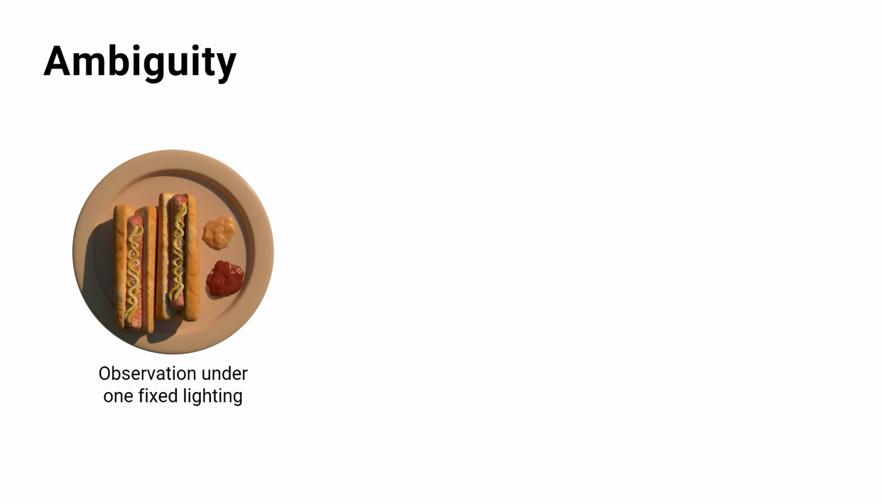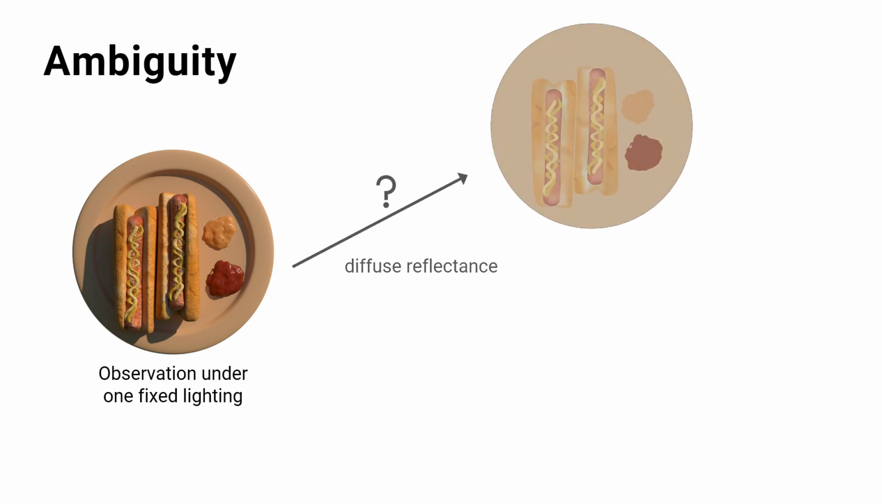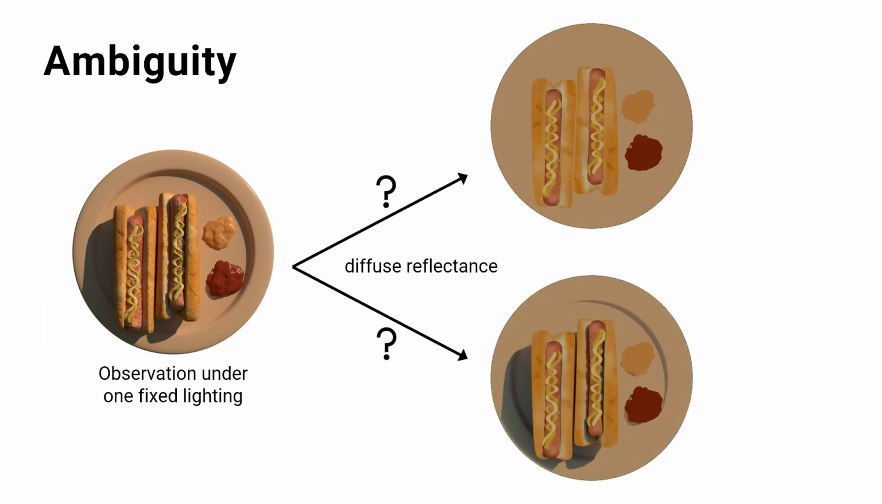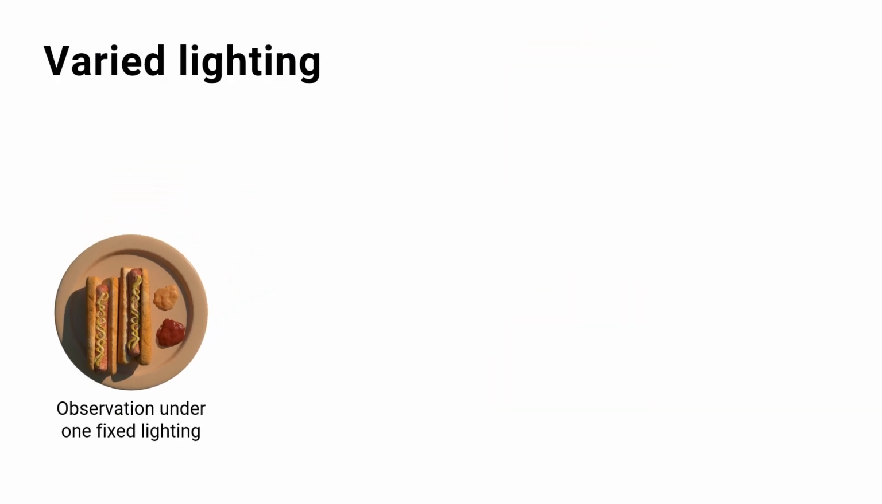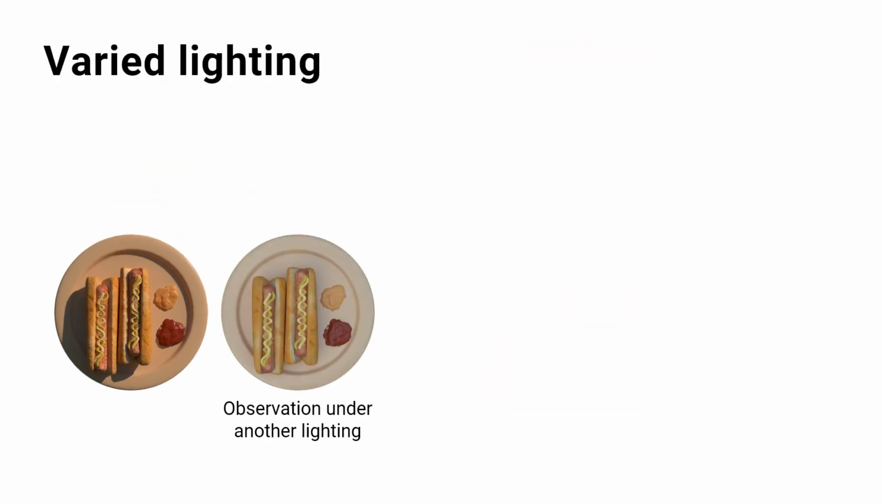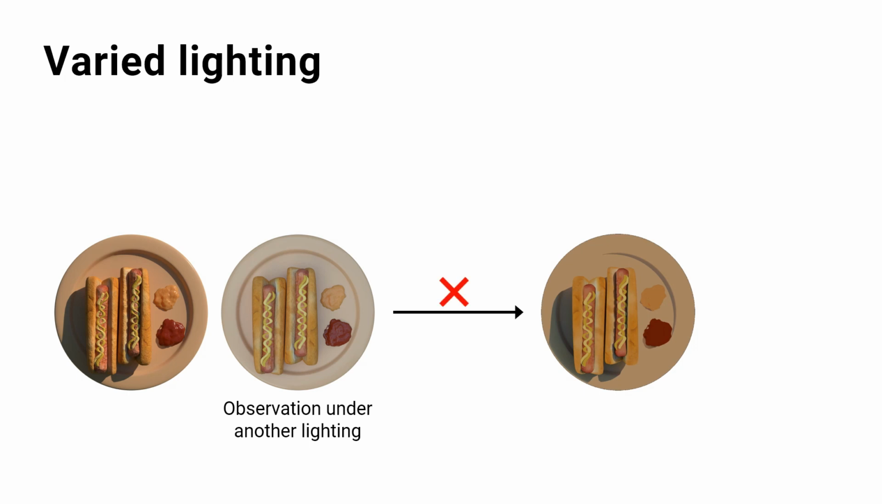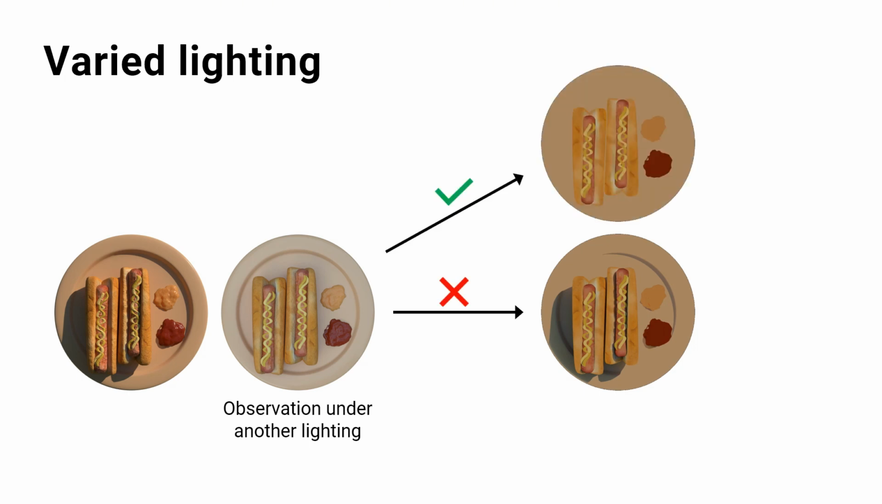For example, without prior information about how a plate would look like, from images under one fixed lighting, one cannot judge whether the dark region is due to the geometry, the material, or the lighting. But if we observe the object under another lighting, we can find that the dark region is not due to the material. Otherwise, it would sustain under the new lighting, which drives us closer to the correct answer. From this example, we know that observing under varied lighting helps to alleviate the ambiguity.